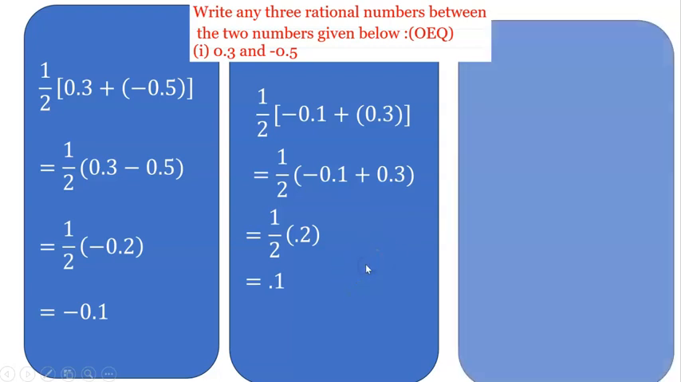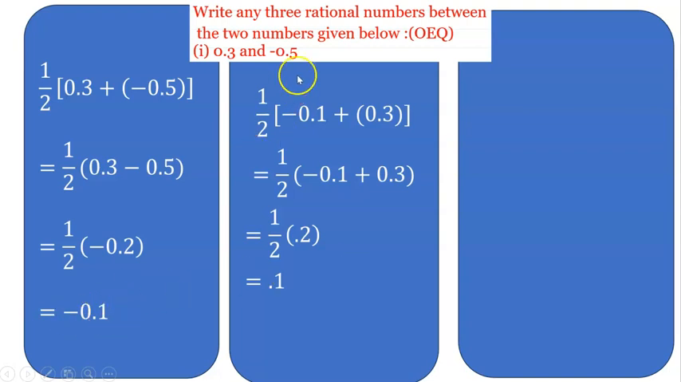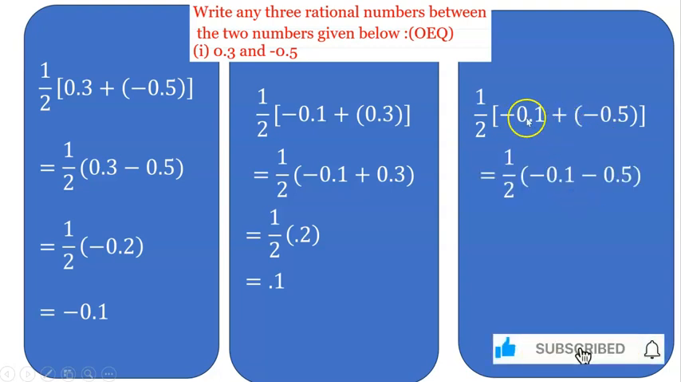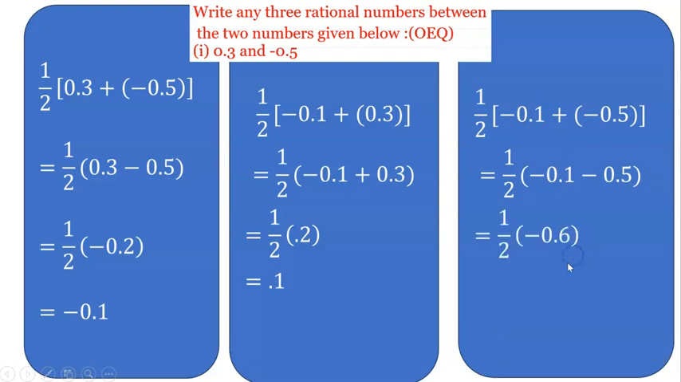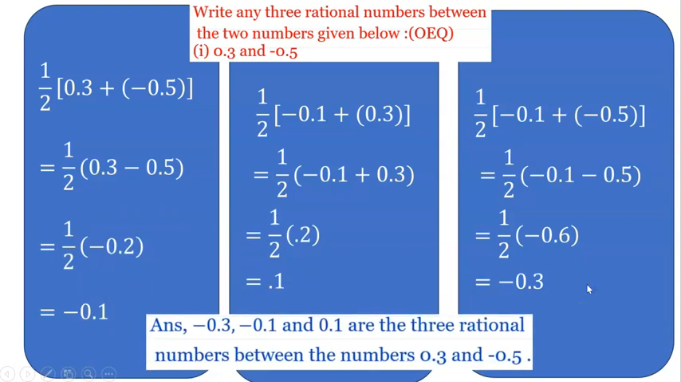Next, the number between minus 0.1 and minus 0.5. Therefore 1 upon 2 in bracket minus 0.1 plus in bracket minus 0.5. You will get here minus 0.6 divided by 2, and then you will get minus 0.3. And hence the numbers between 0.3 and minus 0.5 are minus 0.3, minus 0.1 and 0.1, the three rational numbers between the numbers 0.3 and minus 0.5.